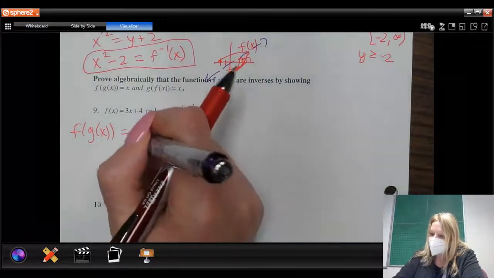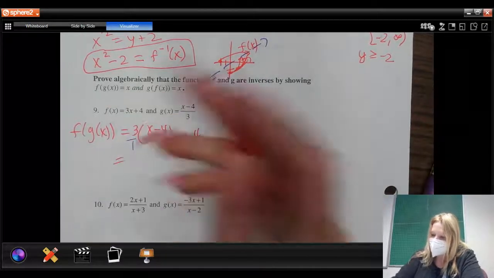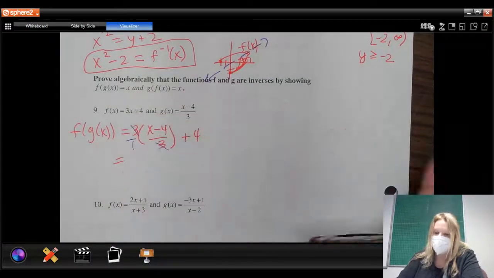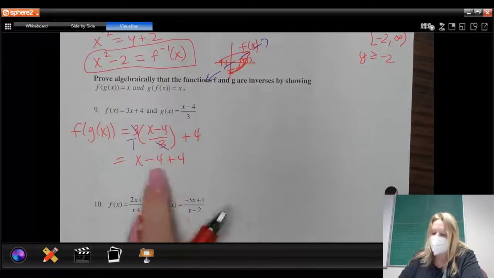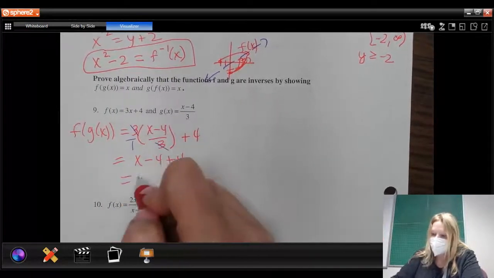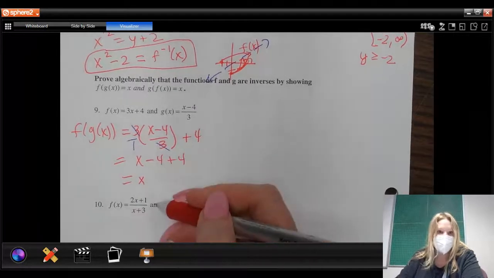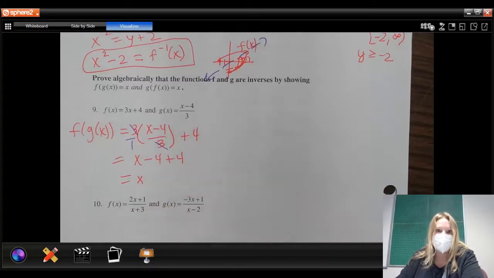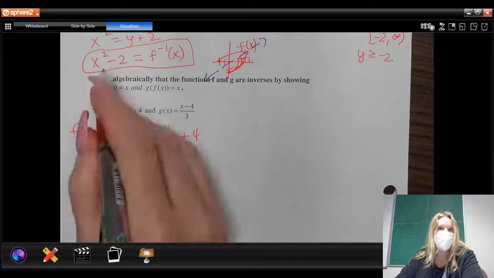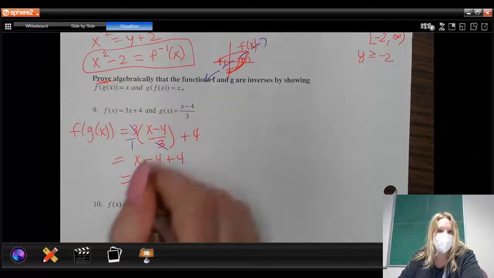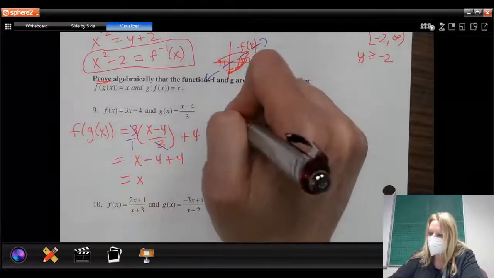Now, you have to show order of operations. So you have to know that the 3's cancel first, x minus 4 plus 4. Then those cancel, giving me x. You have to do that in 3 steps. Don't slash everything out, and then I don't know if you know order of operations. This is prove, show, justify, it'll sometimes say. You have to show that it's equal.